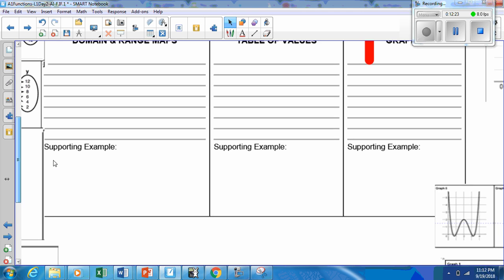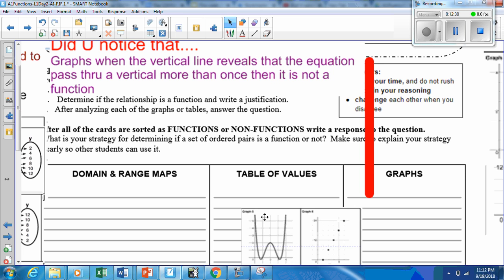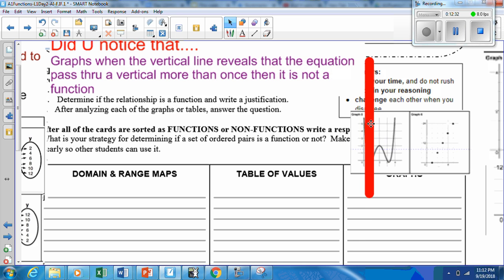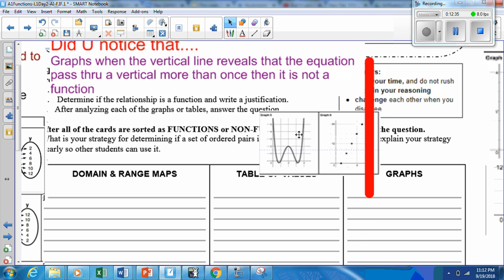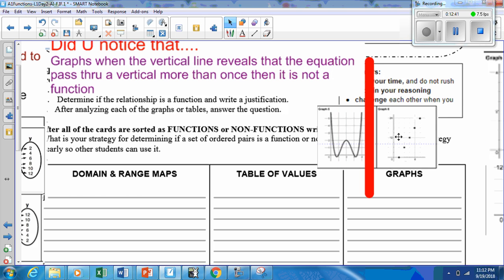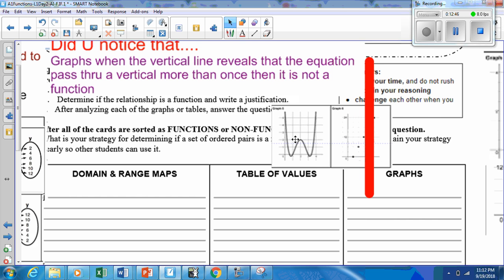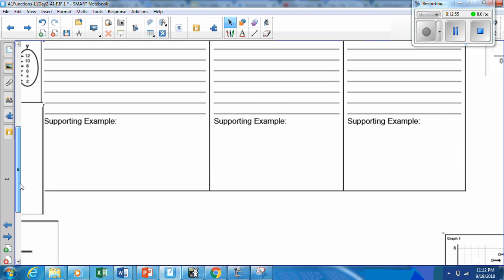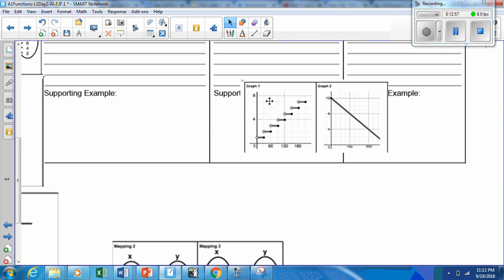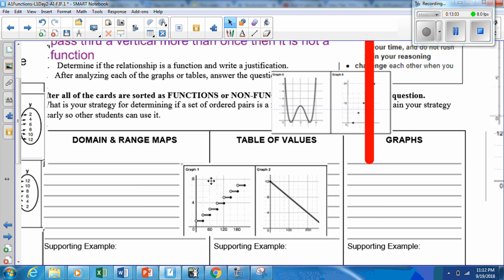Okay, here, we pass the vertical line test. The equation only passes through the line 1 time. I think that was the lion's share of the examples. Well, one more. Let's go here. Okay. All right. And as a graph here, it absolutely passes the line test.